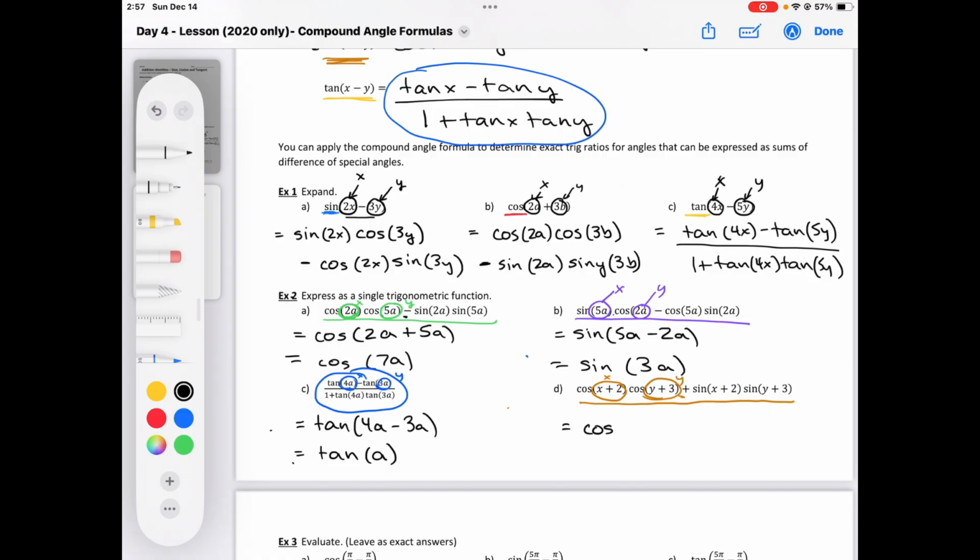So when I consolidate that, I'm going to get cos of x, which is x plus 2, minus y plus 3, which I can simplify a little bit further to x minus y minus 1.